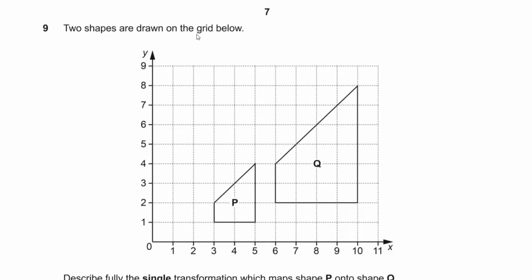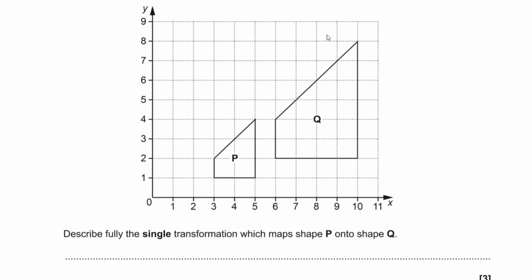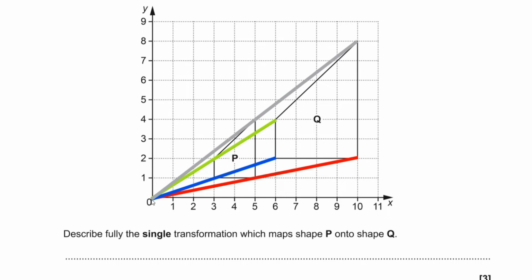Question number 9, two shapes are drawn on the grid below. Describe fully the single transformation which maps shape P onto shape Q. If we think about this point and draw a line through them, like so, and then this point and draw a line through them, like so, and then this point and draw a line through them, like so, what you will see is we've got the center of origin here.